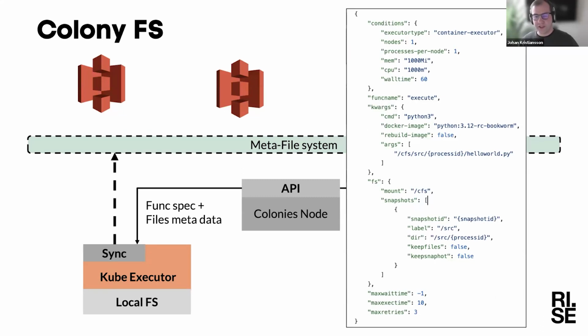So this JSON description that you see here describes a process, but it also describes how to get the data to an executor, how to synchronize the data to an executor.